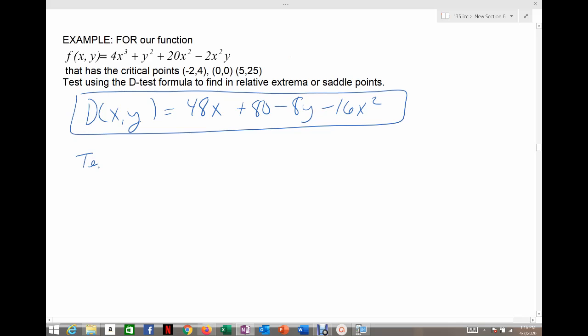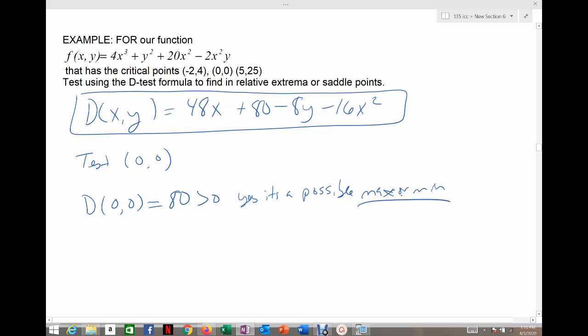So I'm going to start off and test the point (0, 0). I'm going to take (0, 0) and plug it into my D formula. When I plug 0 in, 0's out, 0's out, 0's out, leaves me with an 80. Well, 80 is positive, and all that's saying is yes, it's an extrema, a possible max or min. I just don't know which one it is yet. So to figure out whether it is a max or a min, we'll have to check my second derivatives.